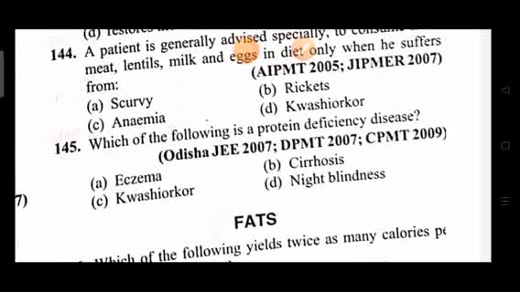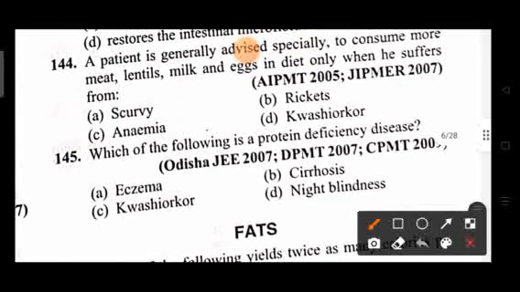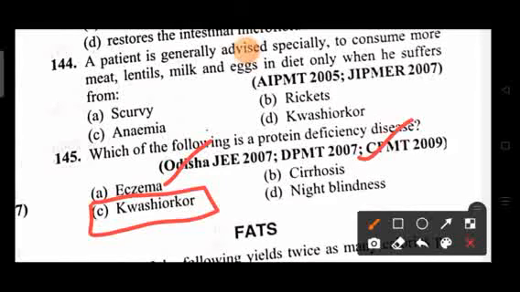Next, which of the following is a protein deficiency? Already we have discussed that kwashiorkor is the answer. Eczema, cirrhosis means liver damage. Night blindness is because of vitamin A deficiency.